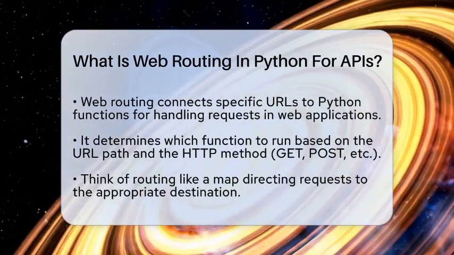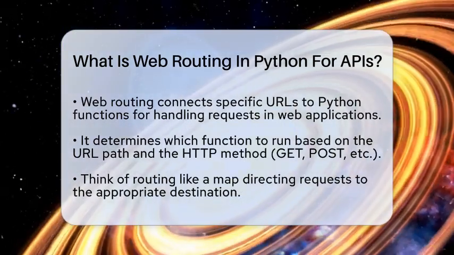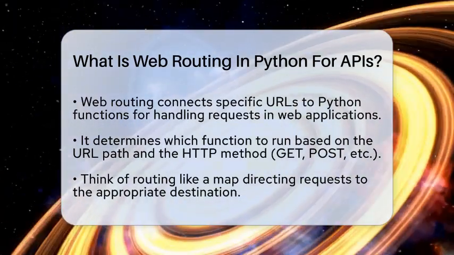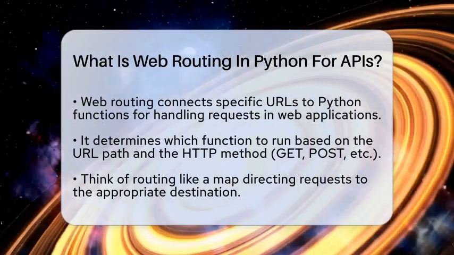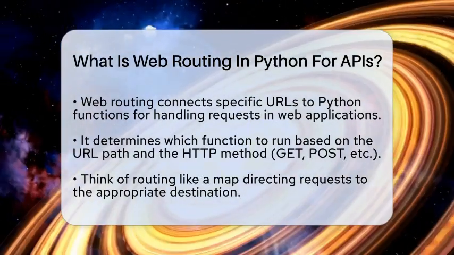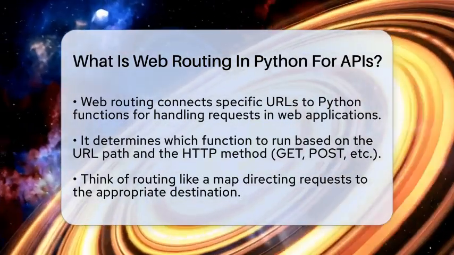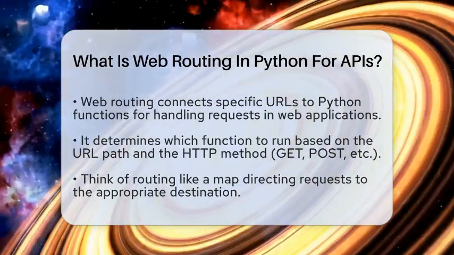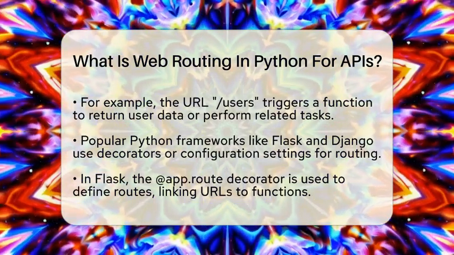Web routing in Python for application programming interfaces is all about connecting specific web addresses, known as URLs, to Python functions that handle requests. When a client, like a web browser or mobile app, sends a request to an API, the routing system decides which function will handle that request based on the URL path and the method used, such as GET or POST. Think of it like a map. Each URL pattern is a destination, and the routing system directs the request to the right function.